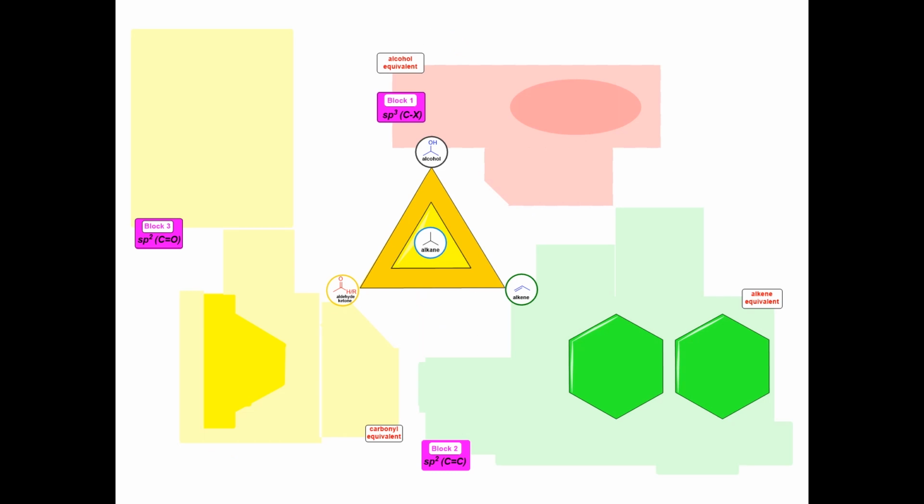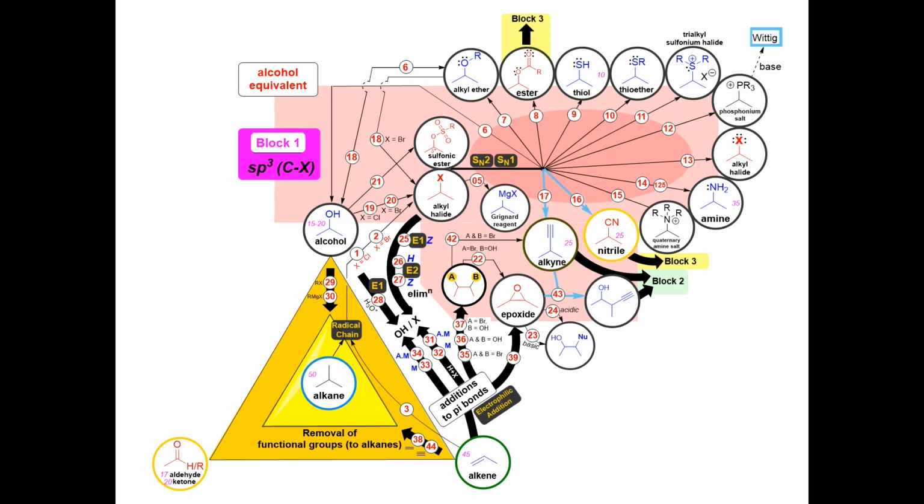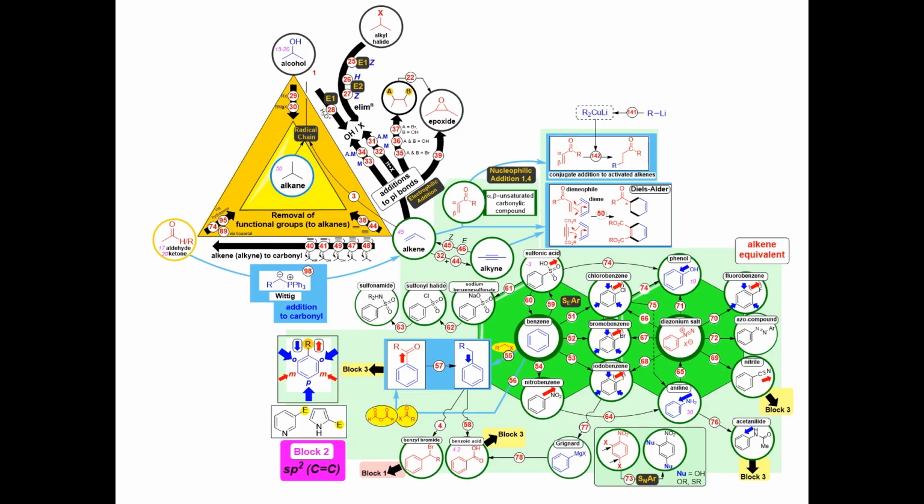Each of these three core functional groups is adjacent to a colored area or zone. The first zone consists of the alcohol and related functional groups with sp3 hybridization. The reactions covered here are nucleophilic substitutions and elimination reactions. Moving in a clockwise manner, the second zone comprises the alkene group and all the related unsaturated compounds with sp and sp2 hybridization, such as alkynes and aromatic ring systems. Here, the main reactions covered are electrophilic addition reactions to alkenes and alkynes as well as aromatic substitution reactions.